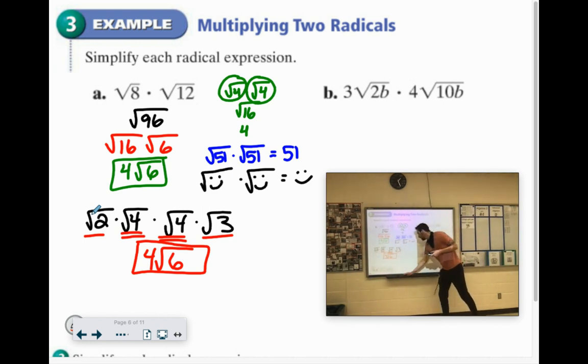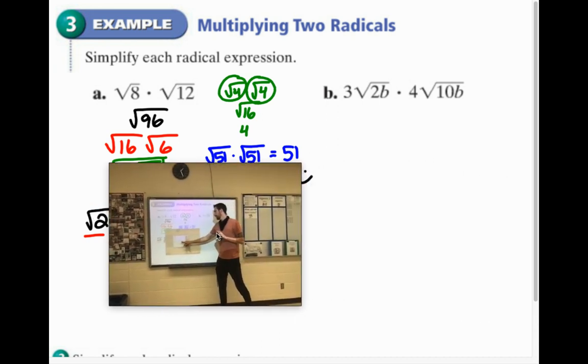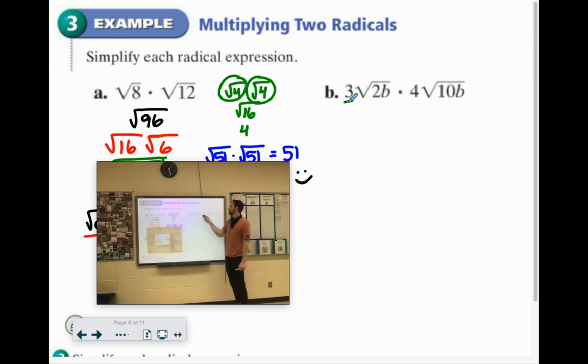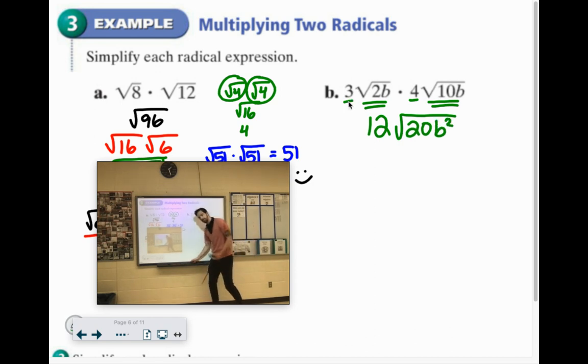So let's try B. Let's try B with no trickery. When you can multiply numbers outside the radical with other numbers outside the radical, 3 times 4 is 12. You can multiply things inside the radical with other things inside the radical. 2 times 10 is 20. B times B is B to the second power. And then we'll do what we do. Break it down with the perfect squares.